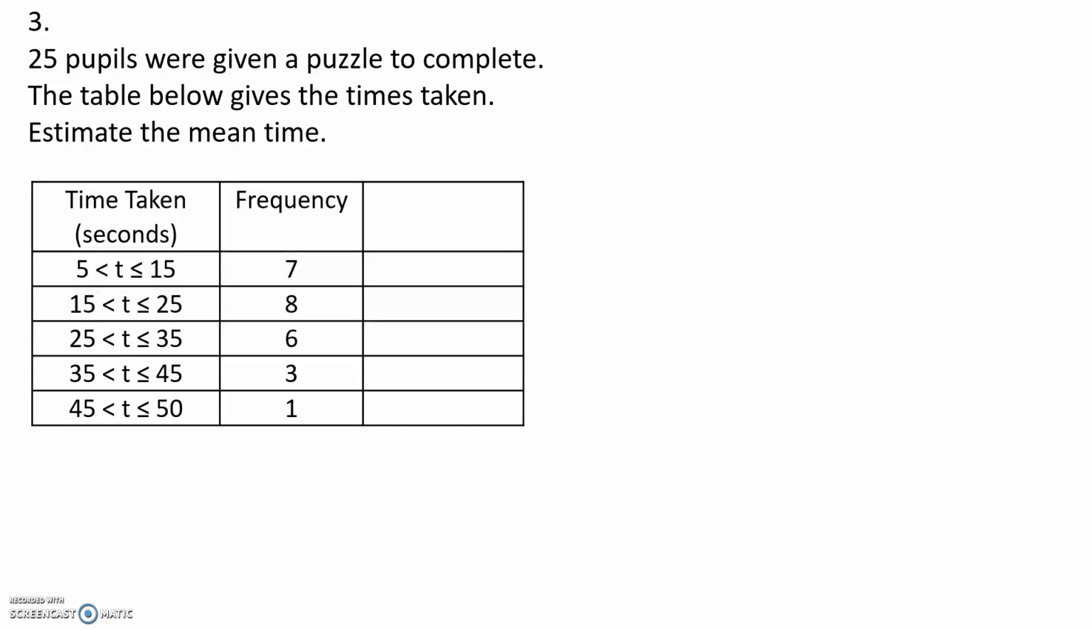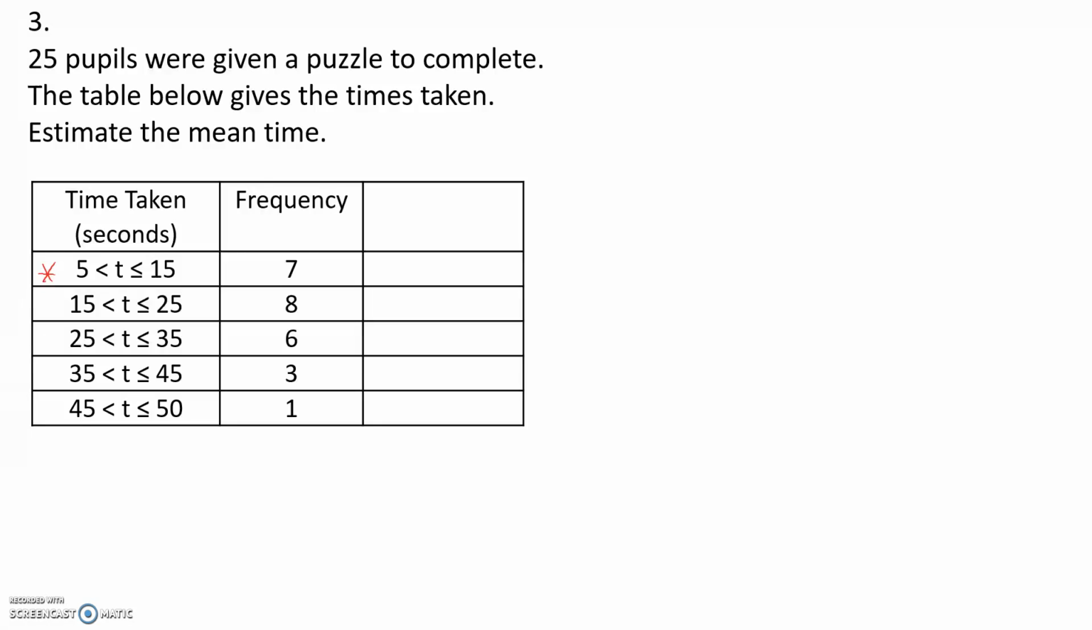Okay, question 3. Now these group frequency tables are quite common, and it's easy to not quite understand what they're representing, so we'll go through this quite slowly. 25 pupils were given a puzzle to complete. The table below gives the times taken. Estimate the mean time. Right, so the first thing we need to understand is what this thing here represents. So this is giving us a range of times.